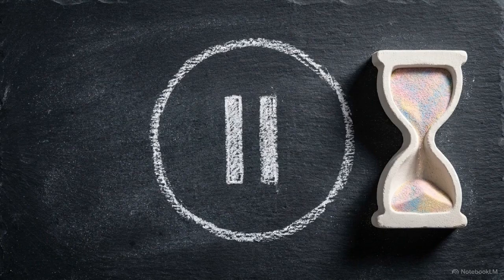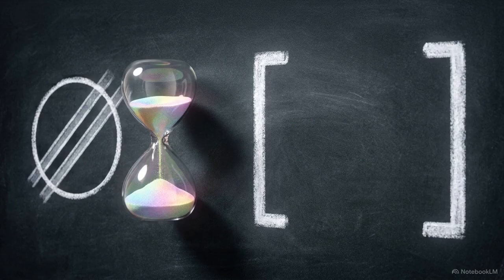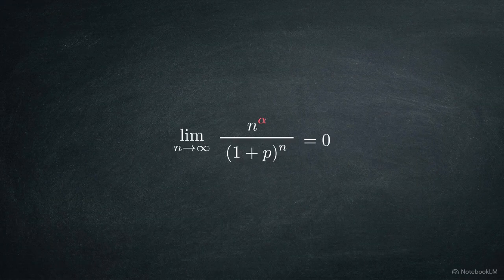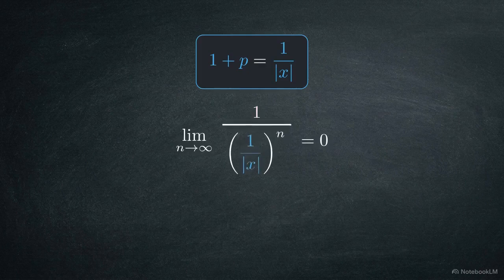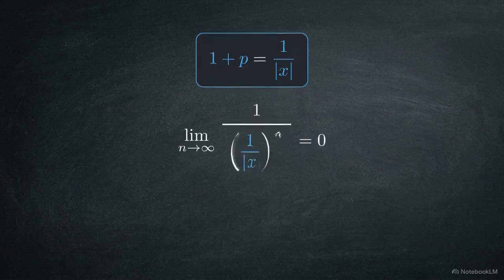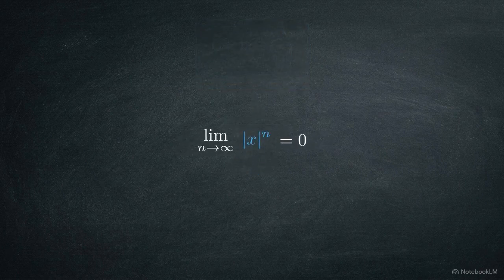Pause the video here and use the logic of competing infinities to prove sequence E. The limit of x to the n is 0 when the absolute value of x is less than 1. To solve this, look at sequence D again. If we set alpha to 0, the numerator becomes a constant 1. Then we let 1 plus p equal 1 over the absolute value of x. This maps the expression directly onto our previous proof.